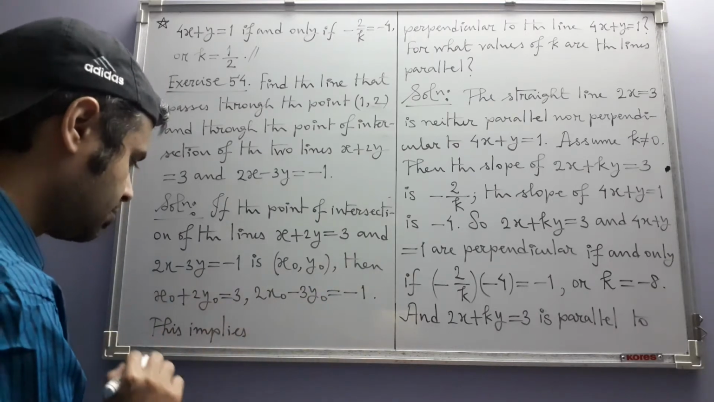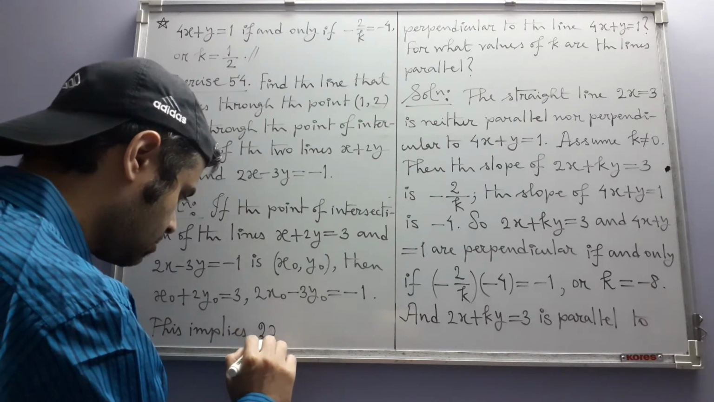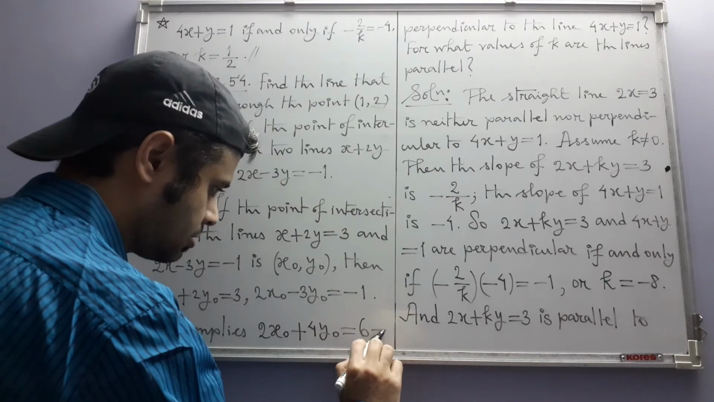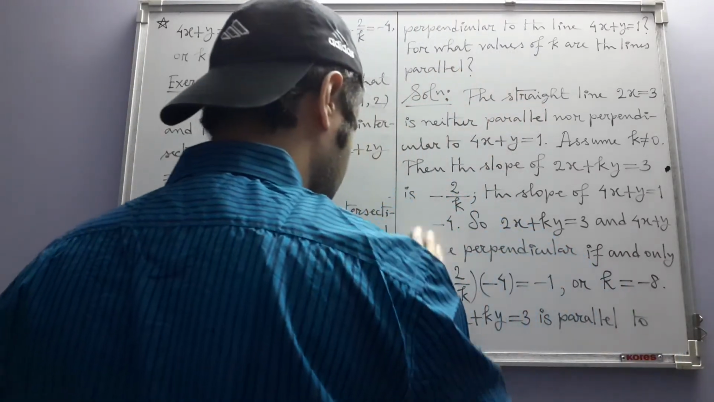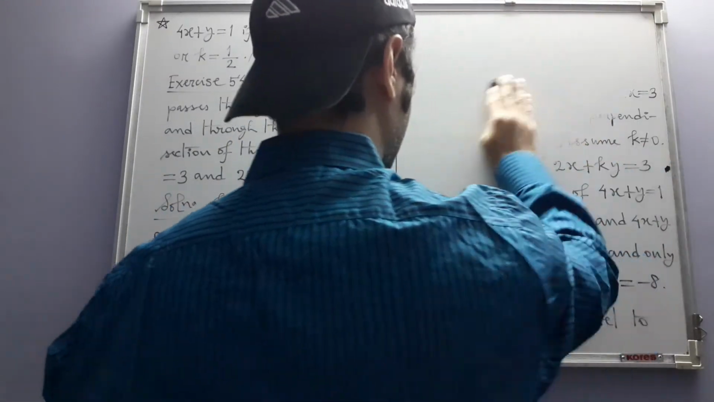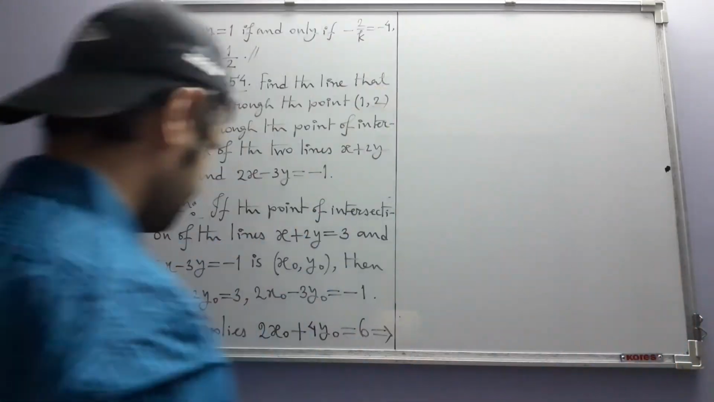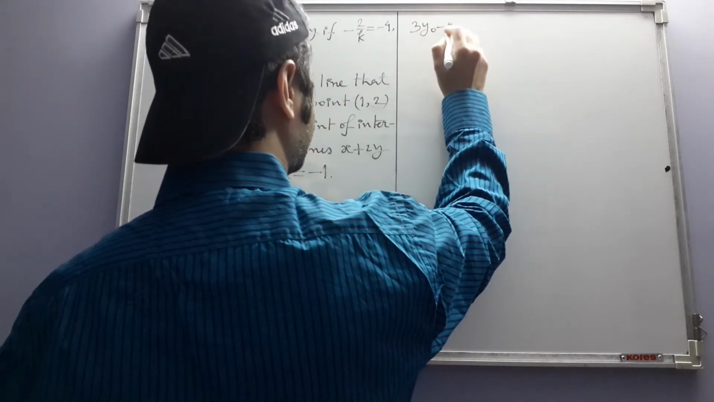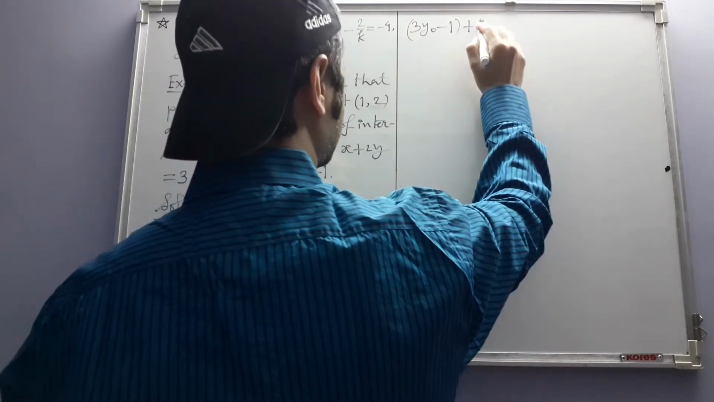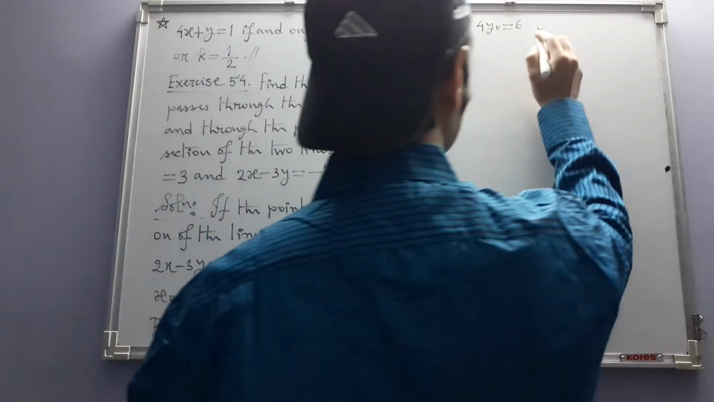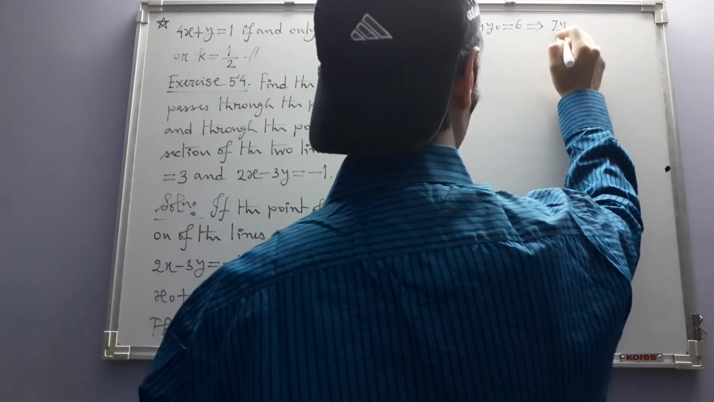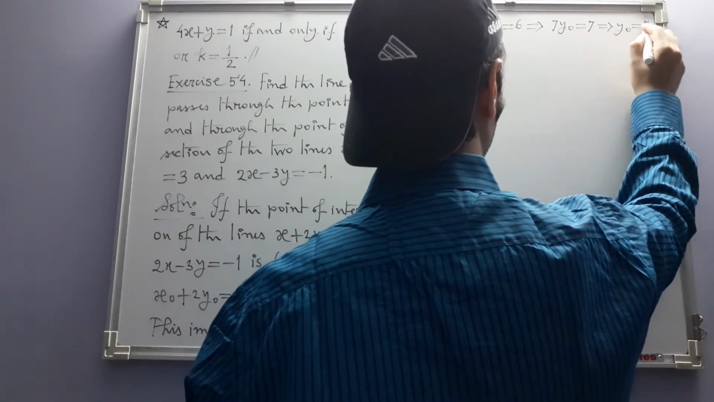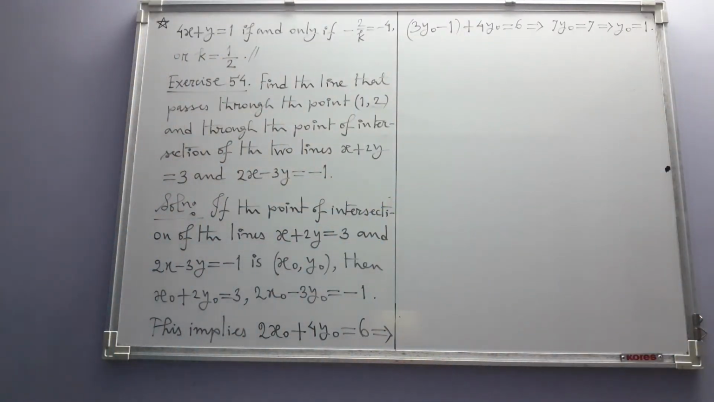So if we multiply the first equation by 2, then we get 2x naught plus 4y naught equal to 6, which implies, now in place of 2x naught we can substitute 3y naught minus 1, plus 4y naught equal to 6, and that implies 7y naught equal to 7. 6 plus 1 is 7, which further implies y naught equal to 1. So y naught must be equal to 1.